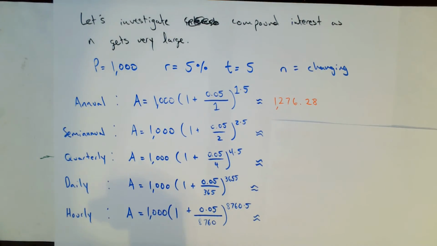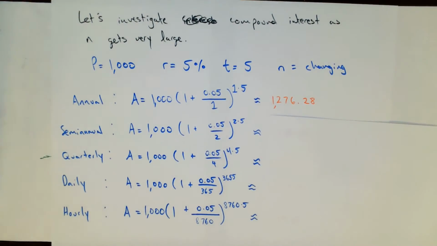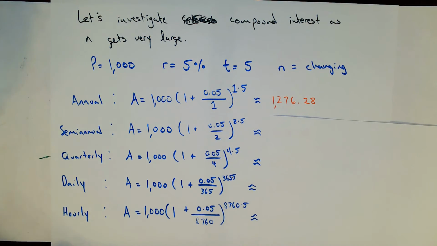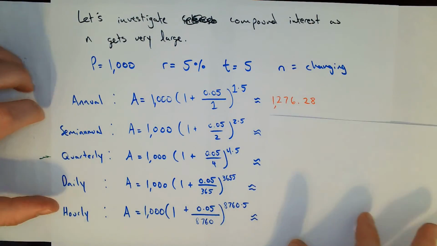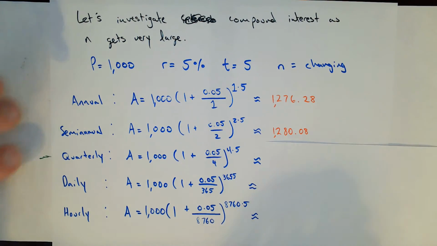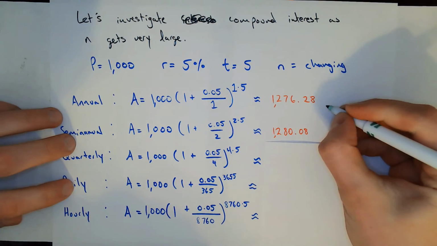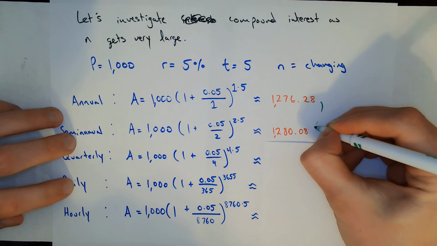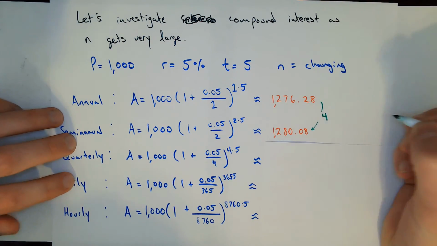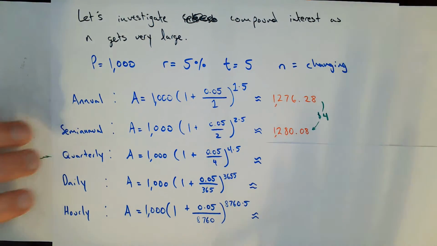Okay, so I'm covering them up just so we can look at these one at a time. First, annual compounding is $1,276.28. Okay, fine. Now, what if it's semi-annual? How much more money do we earn? Okay, 1,280. So the change from here to here is approximately $4. Just approximating.